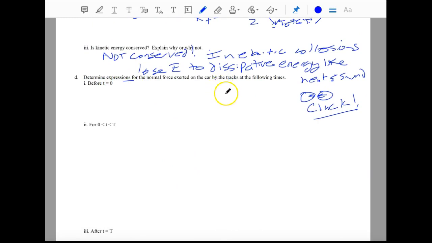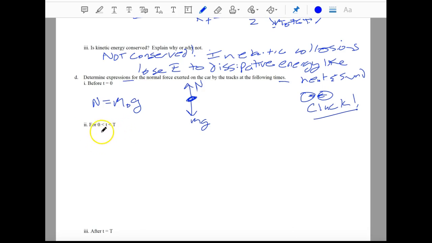Next thing they want us to do here is determine expressions, so notice that's plural, for the normal force exerted on the car by the tracks at the following times. So we're going to do that for each one of these. At the very beginning, we have mg straight down, and straight up for the car, we've got the normal force. So this one's really easy. We just know that N is equal to the mass of the car, which we said was M0, times g.